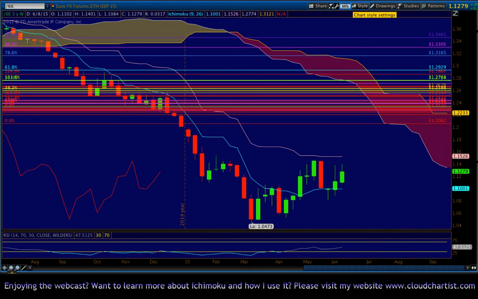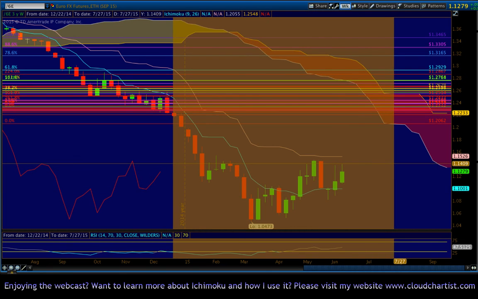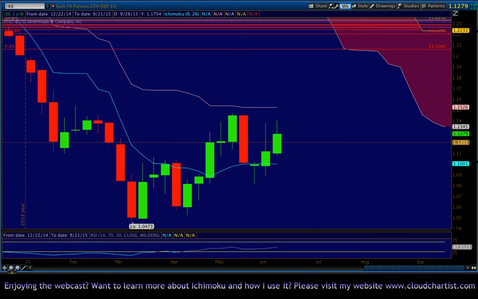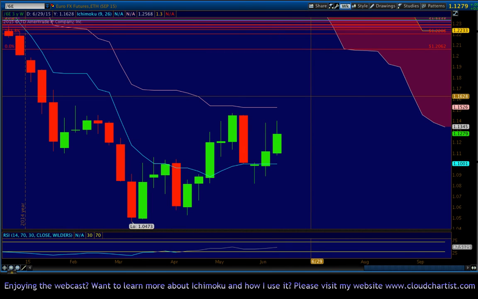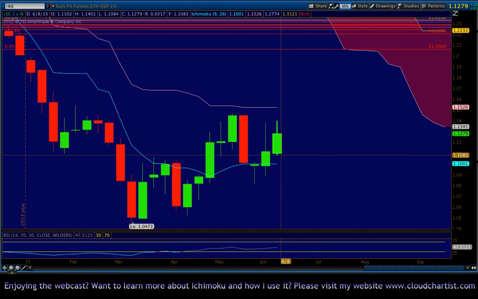So ignore my drawings on the euro for the moment. 6E. We see that we also have a range for 6E between 110 and 115.26. Until we break out of the range, it's just going to be more sideways action for now.